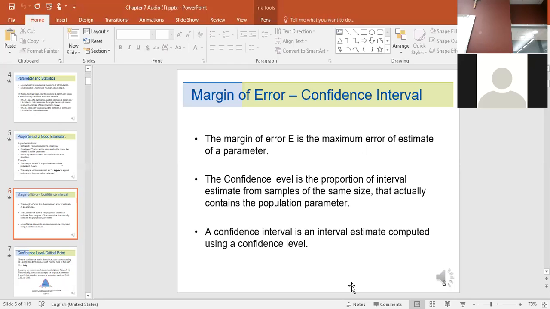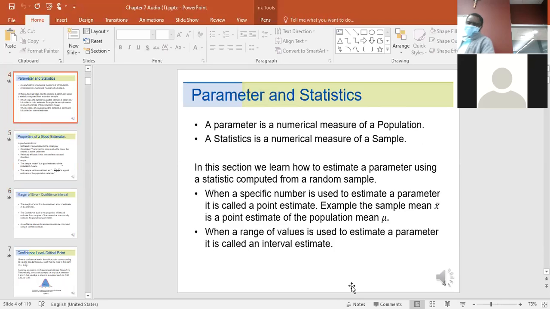So the confidence level now is what? We have two types of estimation. You can estimate using a point. We call it the point estimate, meaning you are using a specific number, like the sample mean is a point estimate. You can use an interval estimate, meaning you are using a range of values. For example, I can say the average age of St. Francis University students is between 17 and 23. That is a range. We call that an interval estimate.